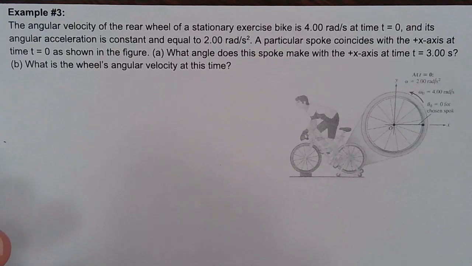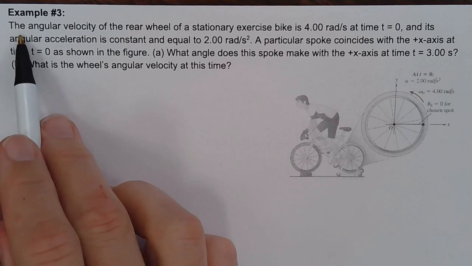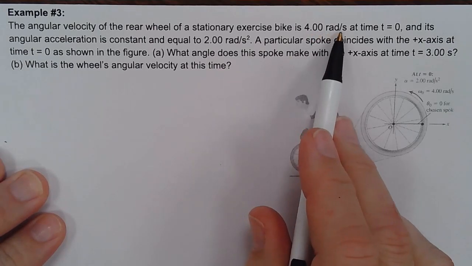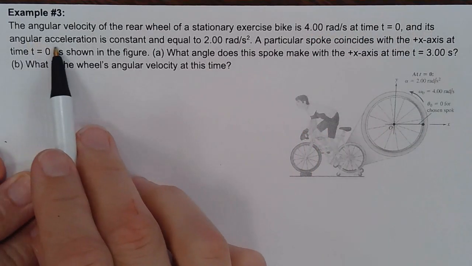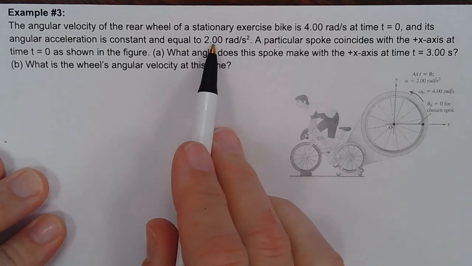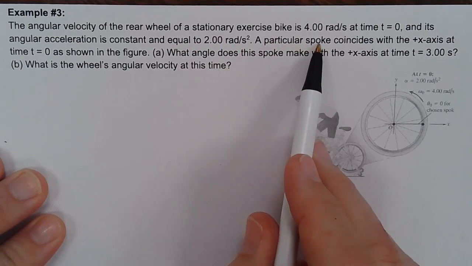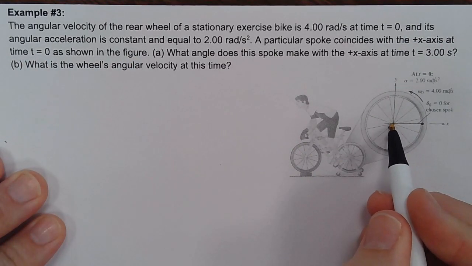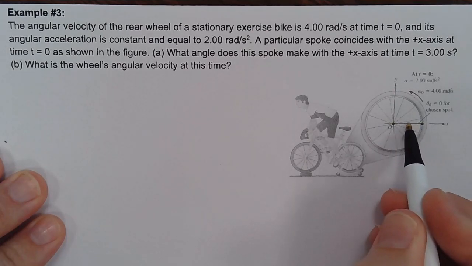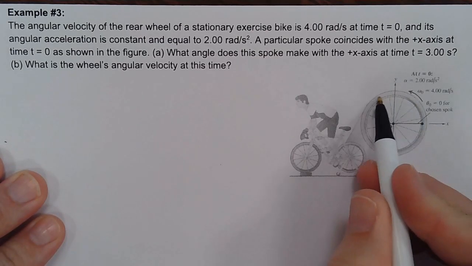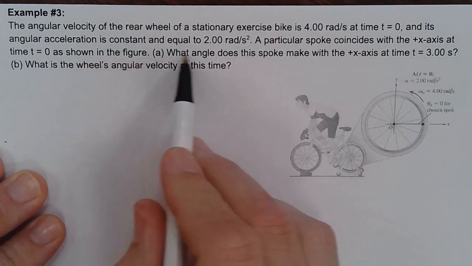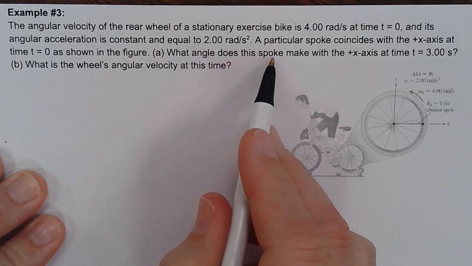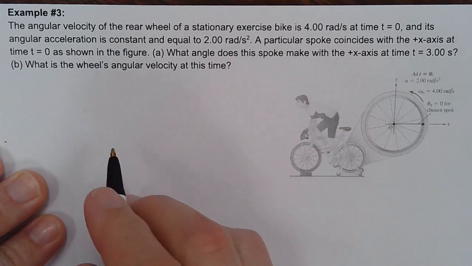All right, y'all, so we're going to be looking at example number 3 from our notes. This says the angular velocity of the rear wheel of a stationary exercise bike is 4.00 radians per second at a time t equals 0, and its angular acceleration is constant and equal to 2.00 radians per second squared. A particular spoke coincides with the x-axis at time t0 as shown in the figure. So we see right here, there's a spoke that is even with the x-axis at this point, and then it's going to be rotating around and around. Okay, so there we go. That spoke is at time equals 0. The question is, what angle does this spoke make with the x-axis at time 3 seconds?